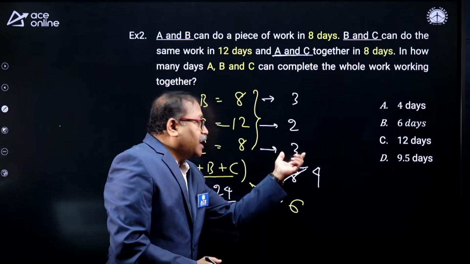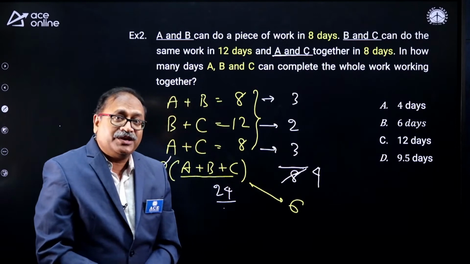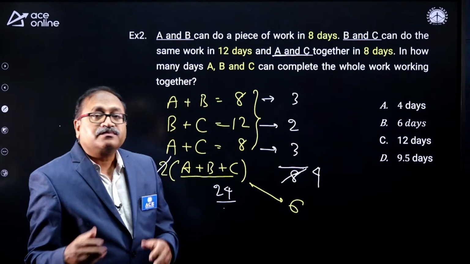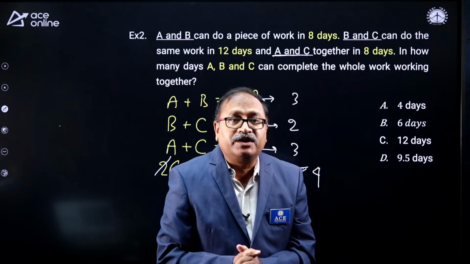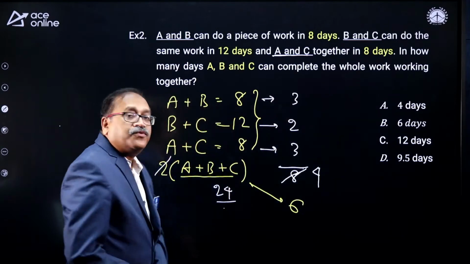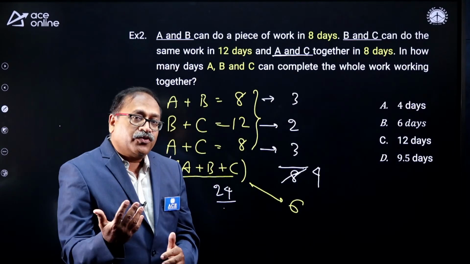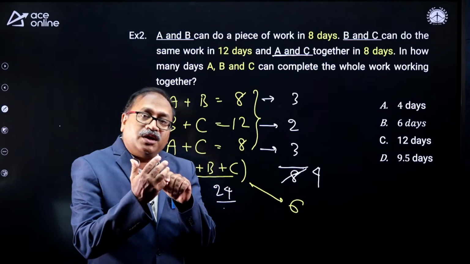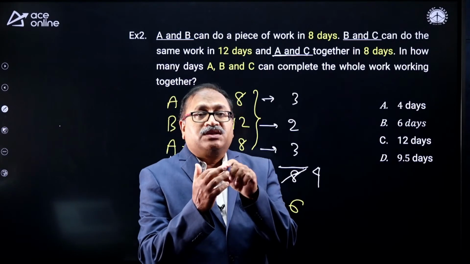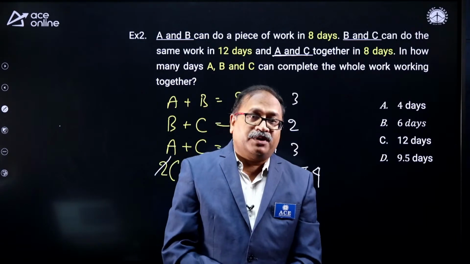So this 6 minus 3, that's 3 units per day. So like that I can find out how many units per day A can complete, B can complete, and C can complete. And we know that 24 units are there. From there I can find out how many days A takes, B takes, and C takes to complete the work.